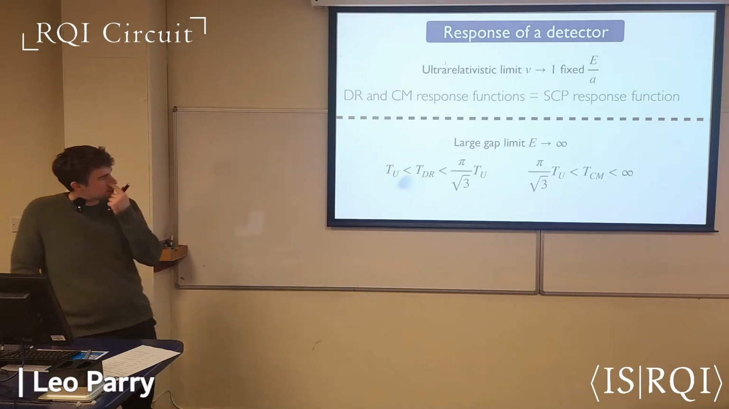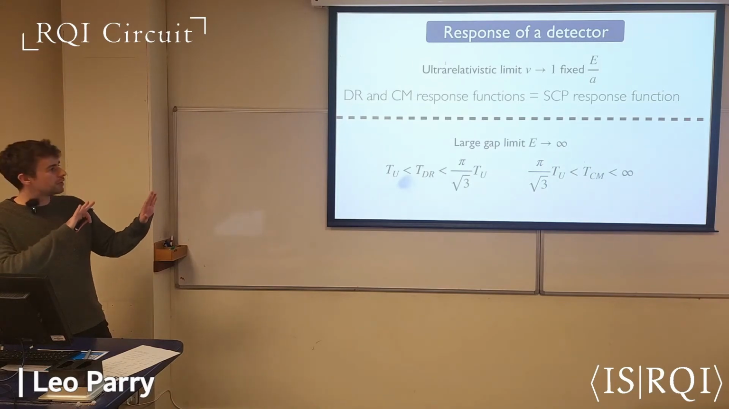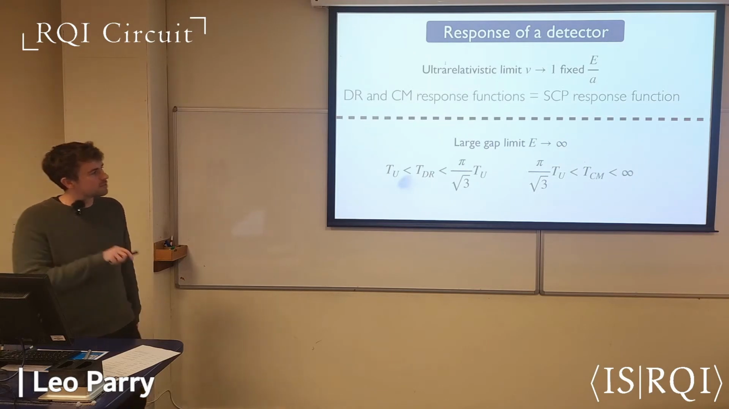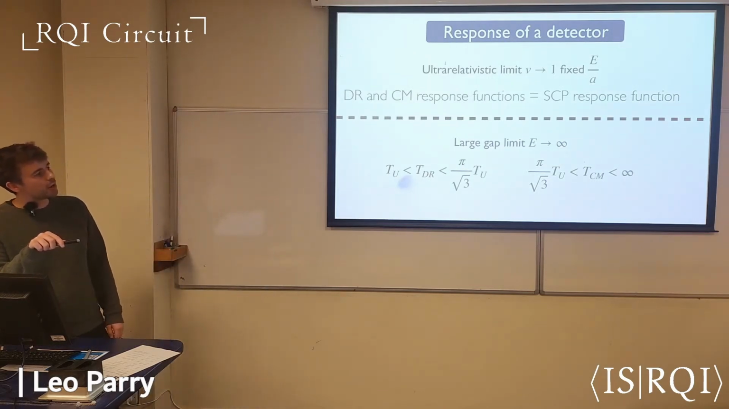In the large gap limit, we find that the drifted Rindler temperature is between the traditional Unruh temperature and pi over root 3 times the Unruh temperature, whereas circular motion is between pi over root 3 times the Unruh temperature and infinity. So, and this temperature here is, again, the temperature of the semicubical parabola, okay?